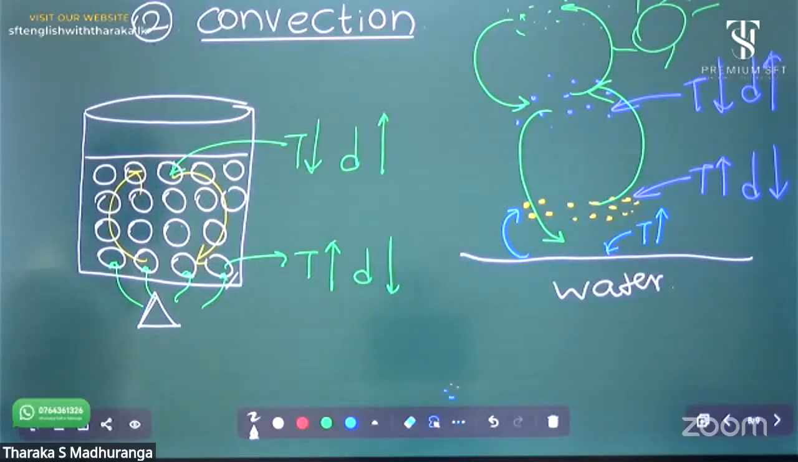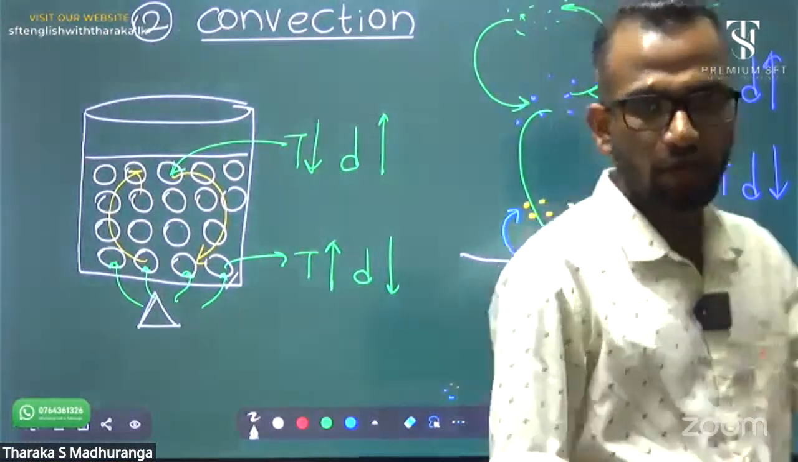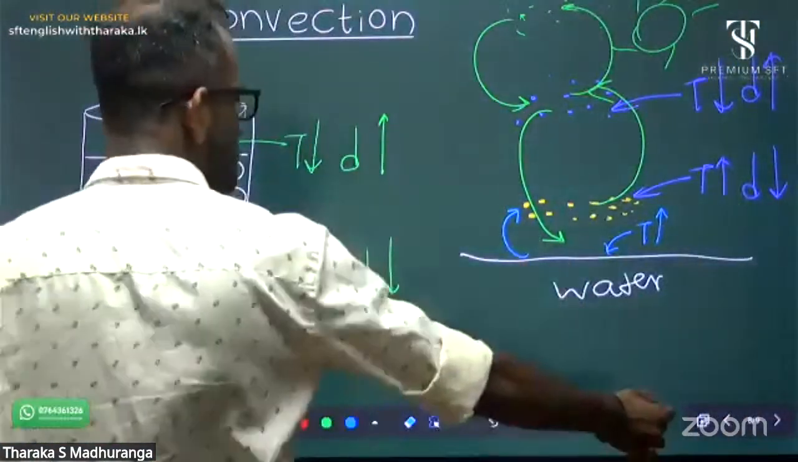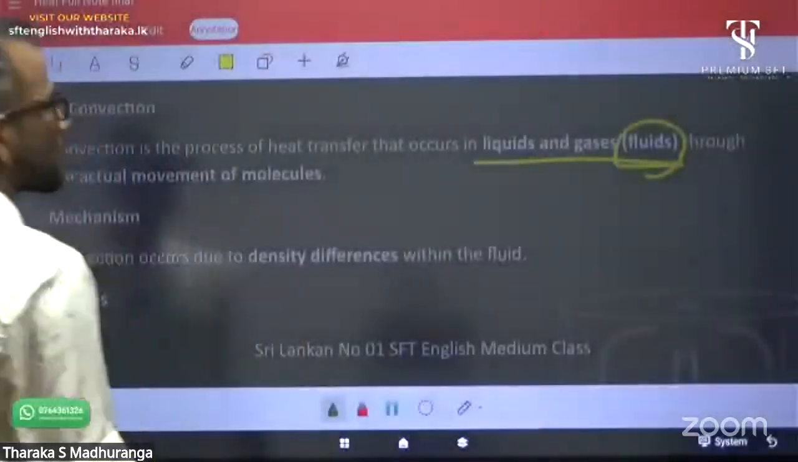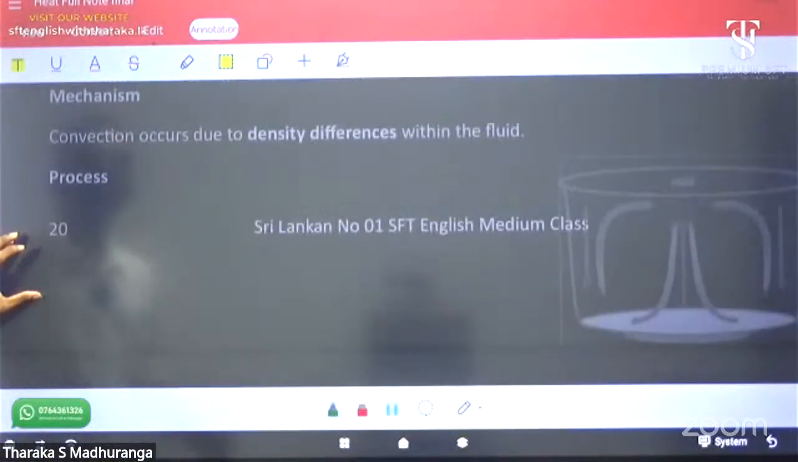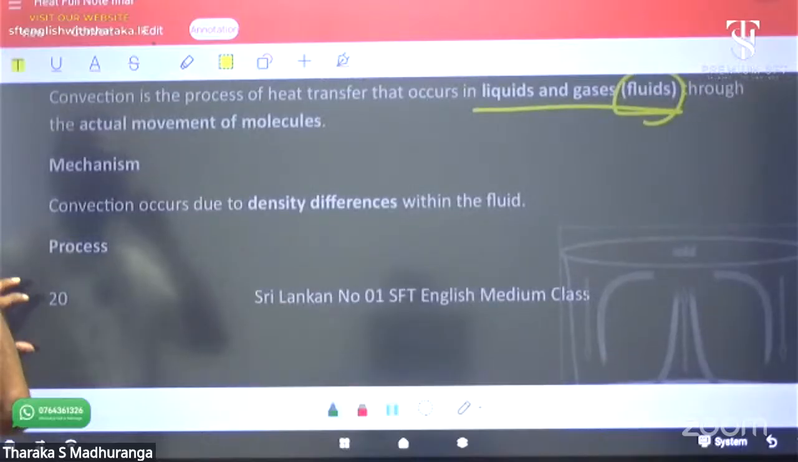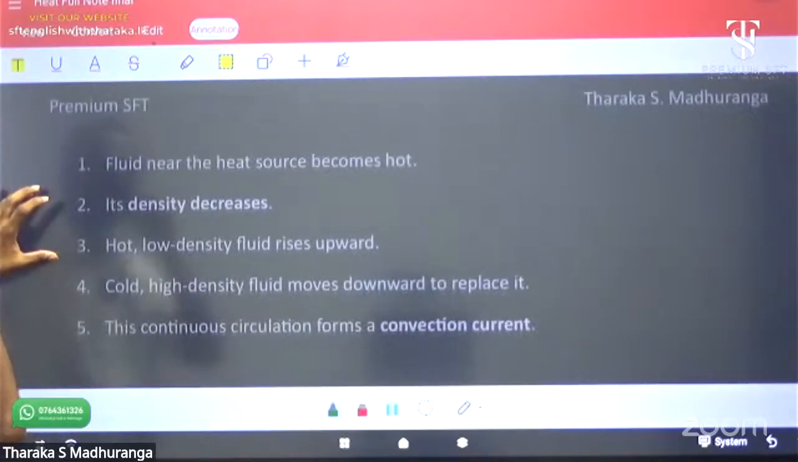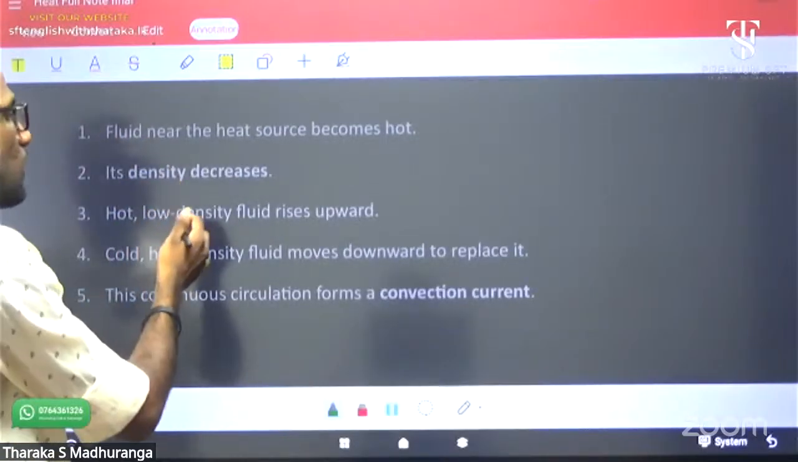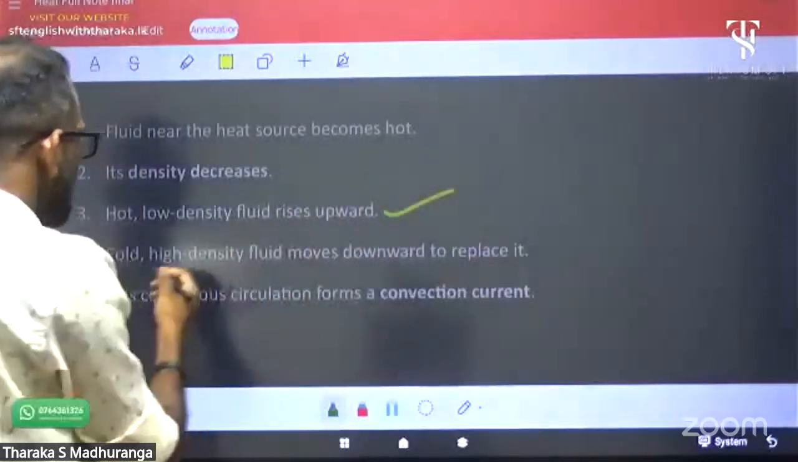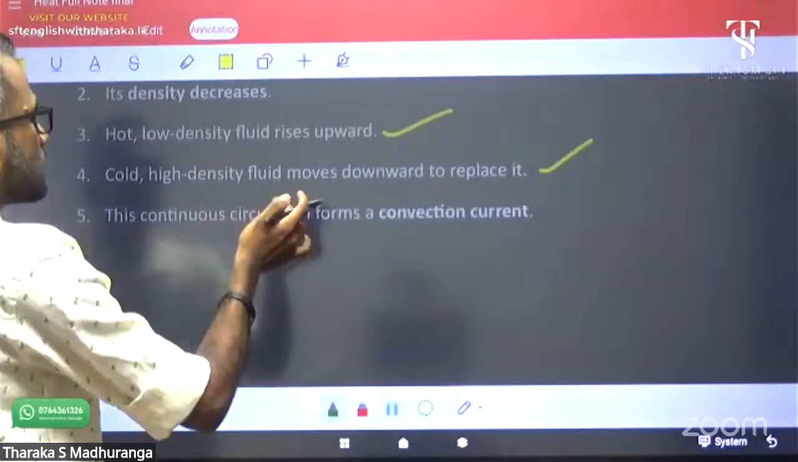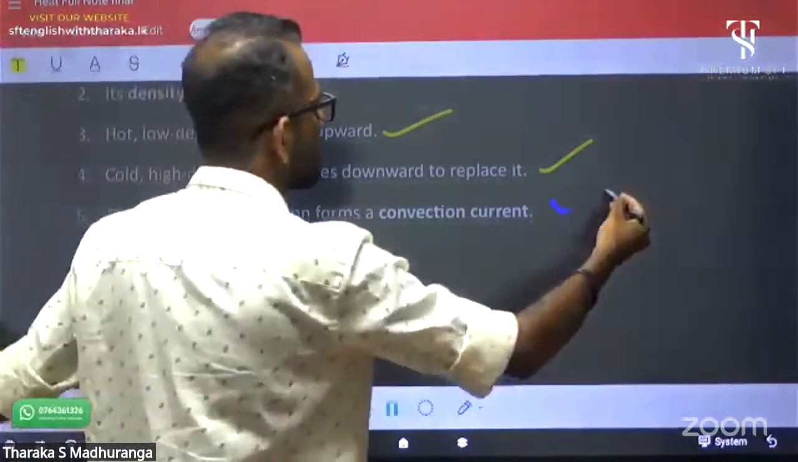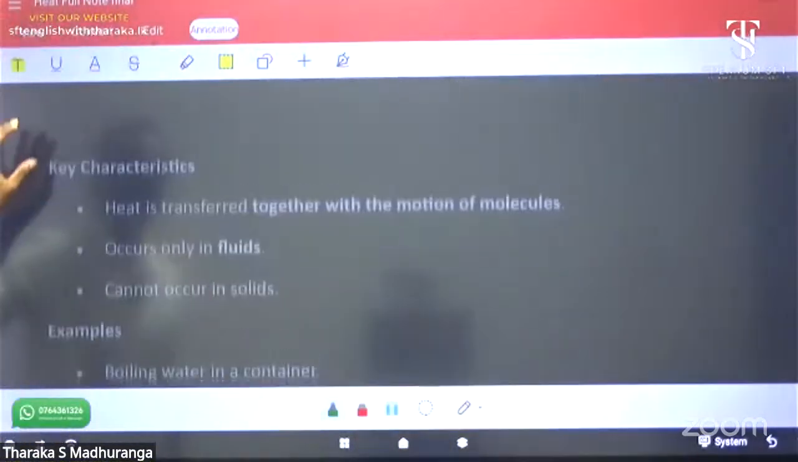Okay, that's convection. Let's go into the final one, radiation. Okay, I have given all the data. Fluid near heat, the density decreases. The low density fluid rises upward, and cold high density fluid moves downward, repeatedly. With this continuous circulation, convection occurs.